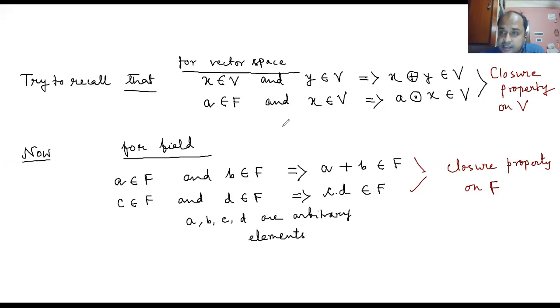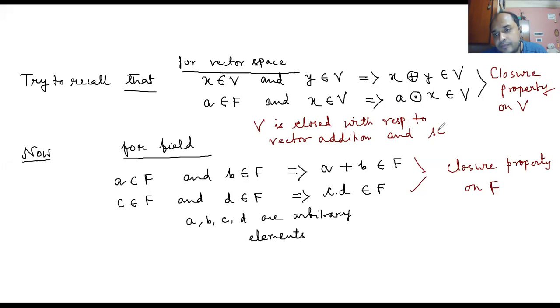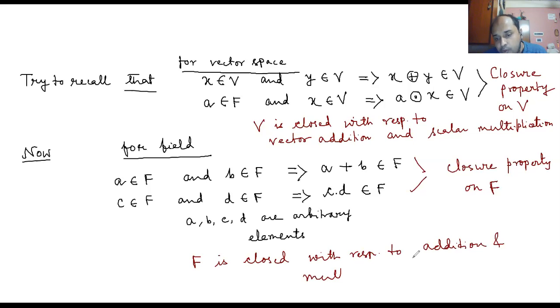And when these closure properties are satisfied, we say that V is closed with respect to vector addition and scalar multiplication. And when we find that this holds, then we say that F is closed with respect to addition and multiplication. So we see that these statements and notations are very much essential for understanding these algebraic structures known as vector space and fields.